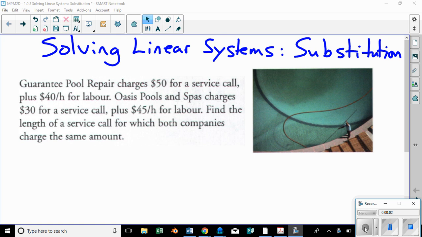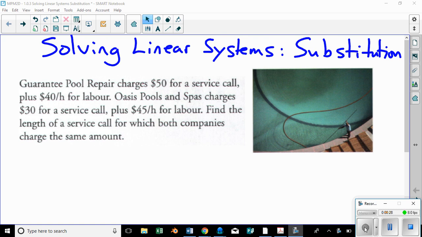In this video, we're going to be learning about solving linear systems by substitution. There are two different ways of solving linear systems. There's the substitution method, which is primarily used when you have equations in the form of y equals mx plus b. And there's the elimination method, which we'll see in another video. We'll be looking at the substitution method in this video.